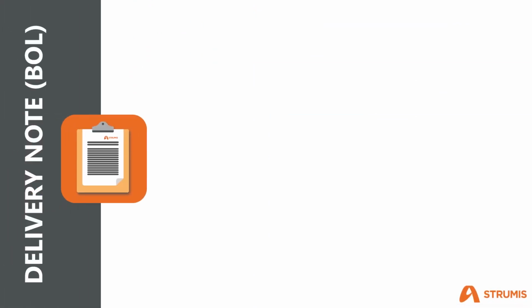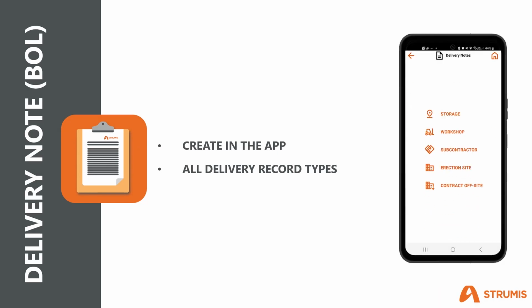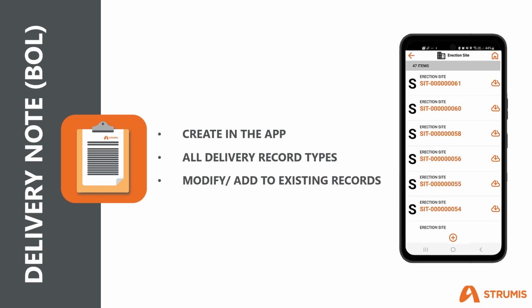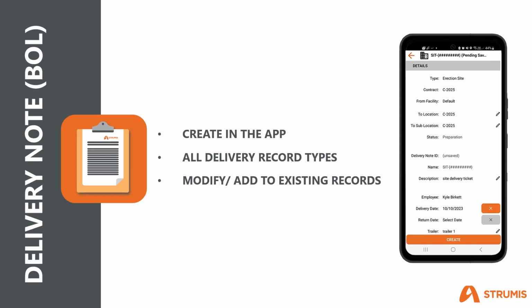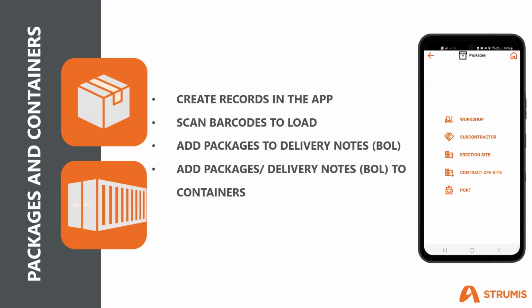Firstly, we've reimagined delivery notes, or bills of lading. Previously, you would have to create the delivery note, or bill of lading, in the STRUMIS desktop application before trying to add parts or assemblies to it. This is a thing of the past. You can now create delivery notes on the fly for all purposes, whether they be storage, workshop, subcontractor, or even for the erection site. Not only that, we've also incorporated packages and containers, along with the hierarchy that comes with them in the STRUMIS desktop product.